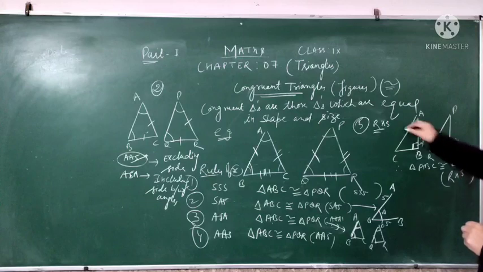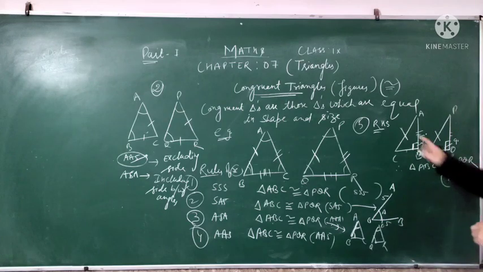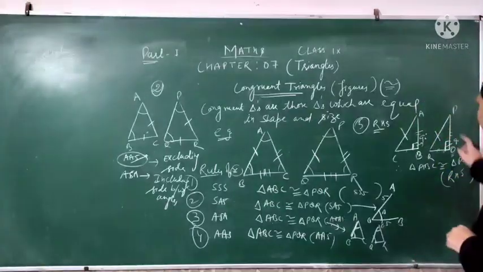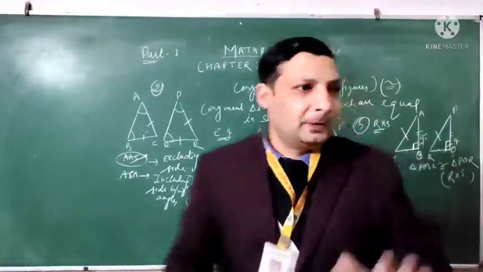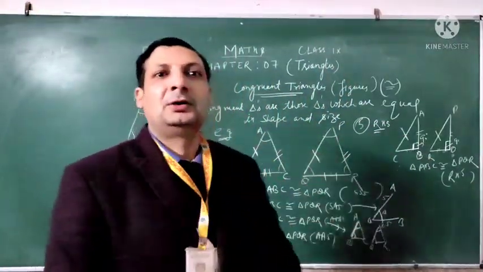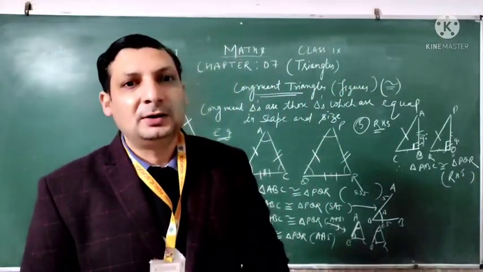Then hypotenuse, this side, and then any side. You can take this side, you can take this side also. So it means H is hypotenuse, we have to take it, it is compulsory, and S means we need any another side from remaining two sides. So dear student, we have discussed very important topic for the congruence of triangles and congruent figure.